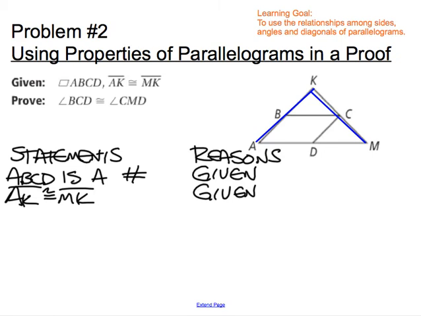Now, if we look at the overall triangle AKM, because it has AK congruent to KM, we can use the isosceles triangle theorem to show that A and M are congruent. So that might be the next thing that I would write down: angle A is congruent to angle M by the isosceles triangle theorem.